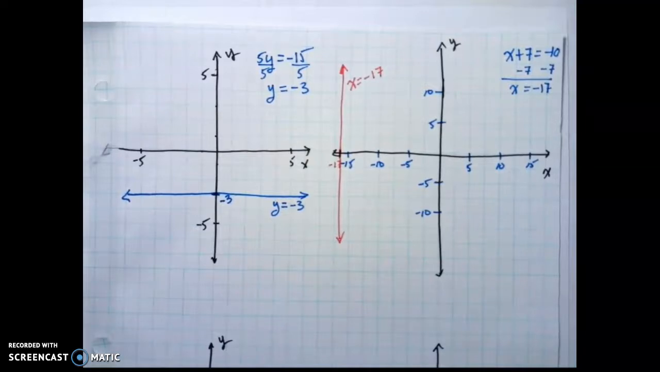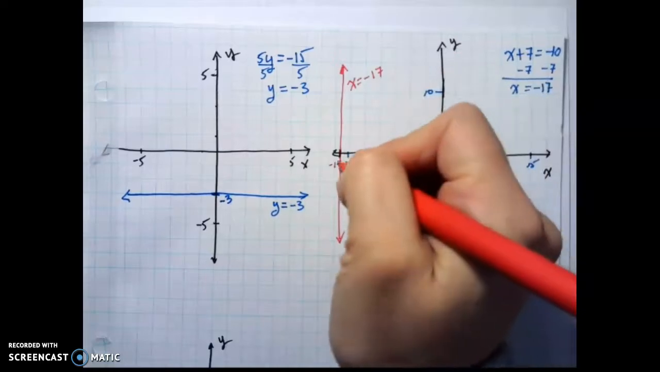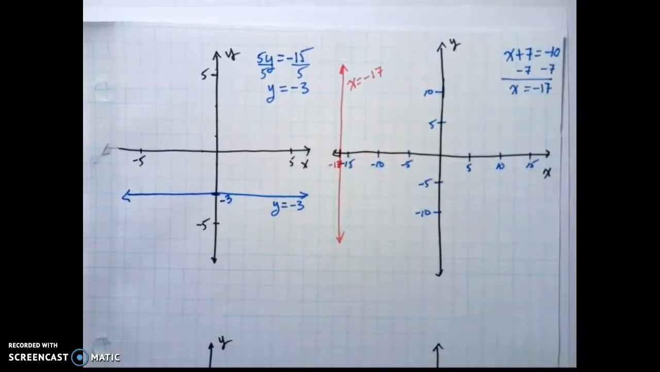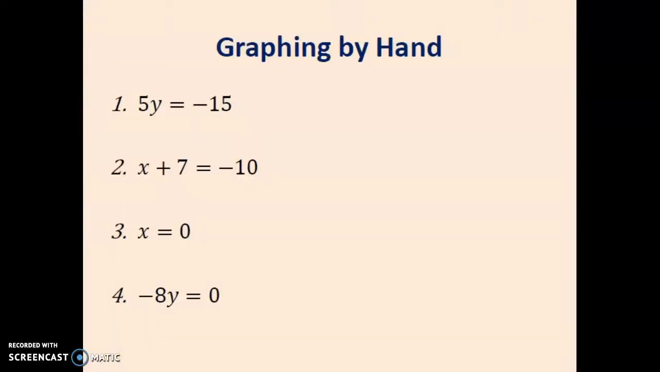Again, you might have to change your scale depending on the value that you have. But when you have a vertical or horizontal line, there's really not much to do besides locate where it hits the appropriate axis using the intercept, and then draw that vertical or horizontal line through it. Let's go on to the next one.